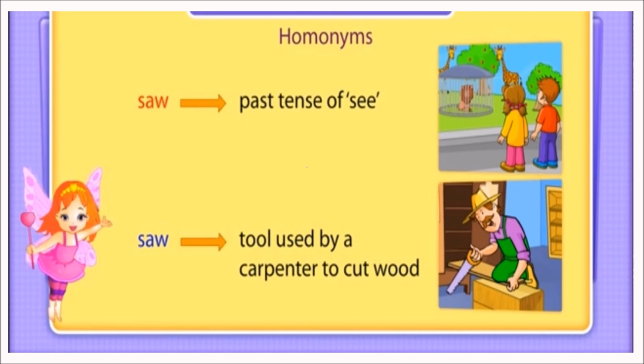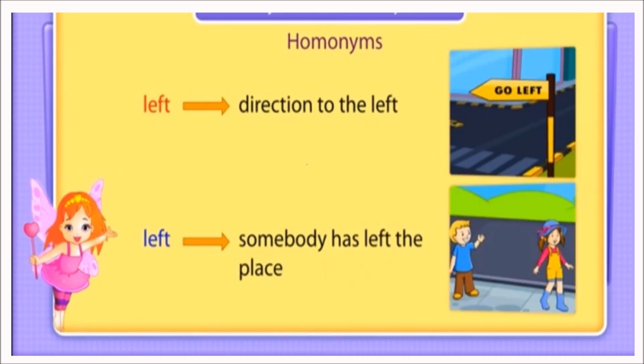Now let's see some examples. Saw, saw. Both these words have the same spelling and same pronunciation but they both have different meanings. The first saw means past tense of see, while the second saw means a tool used by a carpenter to cut wood. Next we have left, left. The first left means direction to the left, while the second left means somebody has left the place.